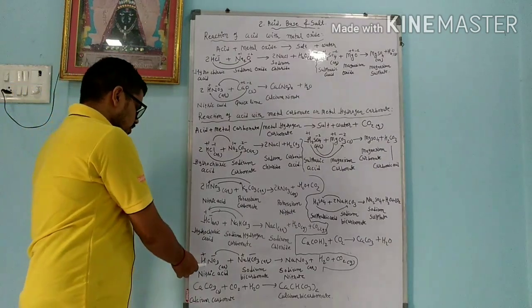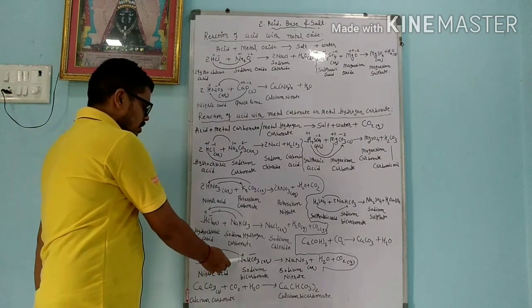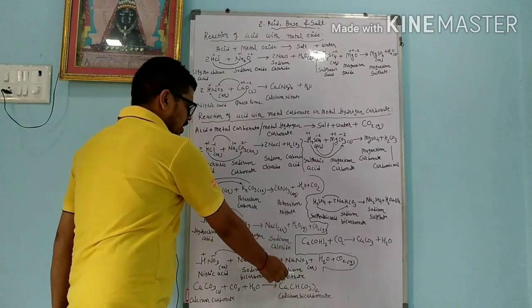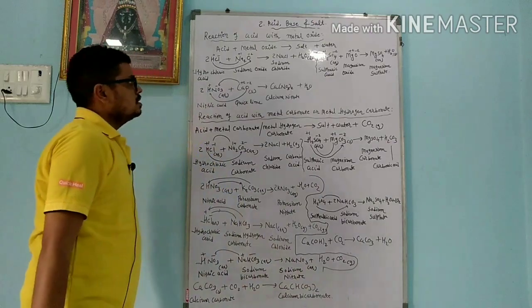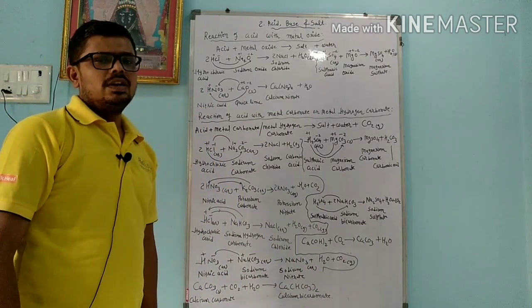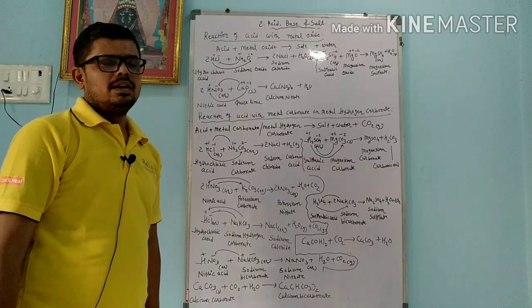Dear student, when the HNO3 nitric acid react with 1 mole of sodium hydrogen carbonate, then we get NaNO3 sodium nitrate plus H2O plus CO2. So these are some reactions of acid with metal oxide and reaction of acid with the metal carbonate or metal bicarbonate.